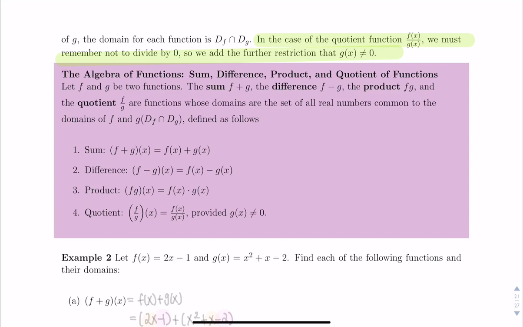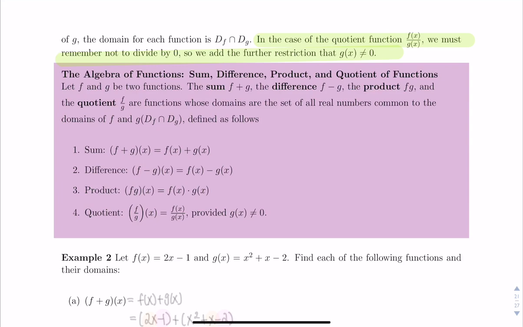So let f and g be two functions. The sum, f plus g, the difference, f minus g, the product, fg, and the quotient, f divided by g, are functions whose domains are the set of all real numbers common to the domains of f and g, defined as follows. So the sum, f plus g of x, is equal to f of x plus g of x. The difference, f minus g of x, is just f of x minus g of x. The product, fg of x, is f of x times g of x, and the quotient, f divided by g of x, is f of x divided by g of x, provided that g of x is not equal to 0.